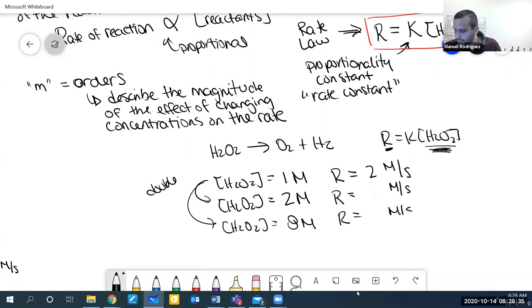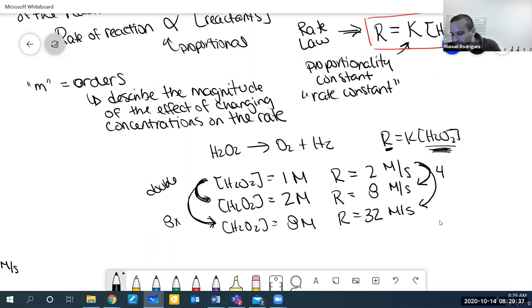Let's say I went from 1 molar to 2 molar, and then my rate became 8. So it didn't go from 2 to 4, it went from 2 to 8. So what happened here? I went from here to here, so I doubled my concentration, right? But when I look at my rate, what happened to my rate? Quadruple. Does that make sense? Then I went from 1 to 8. And then it went to 32. I think that number is right. We'll see.